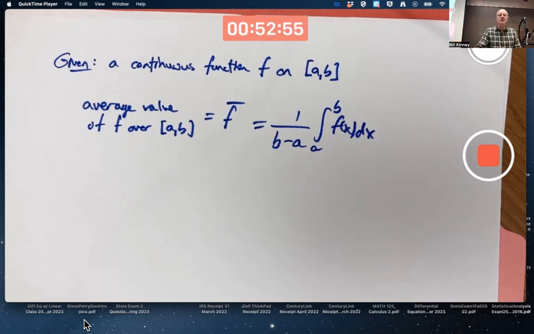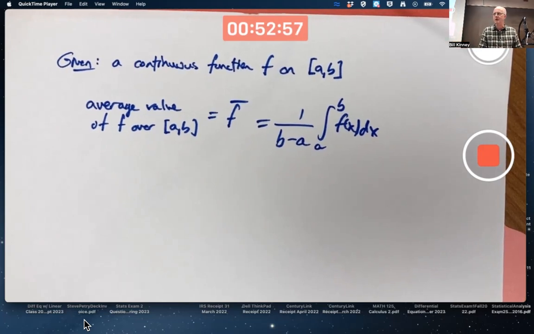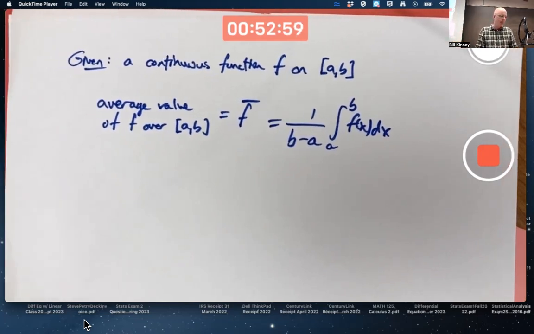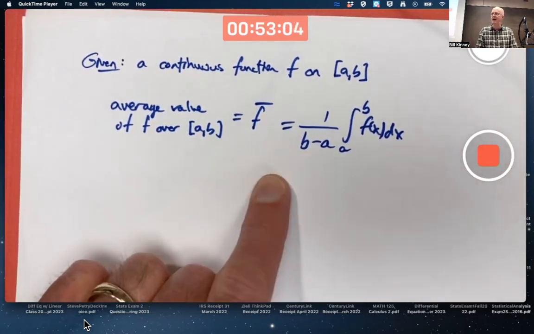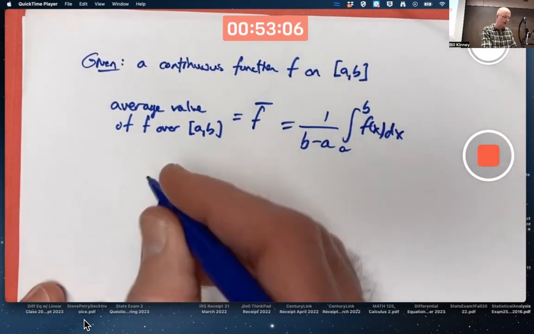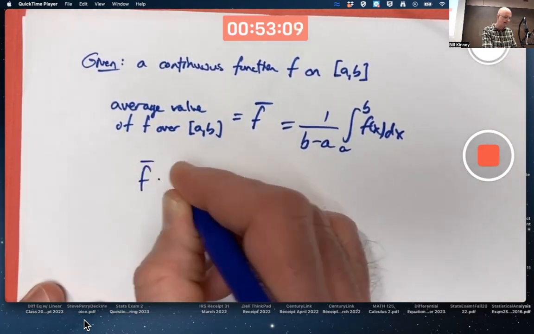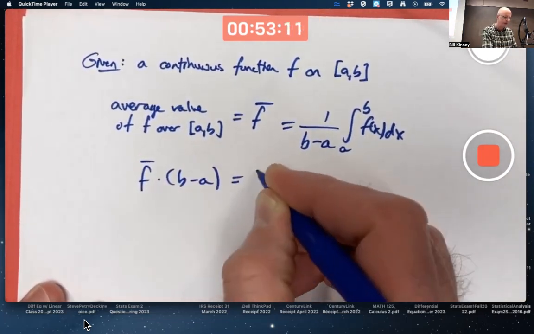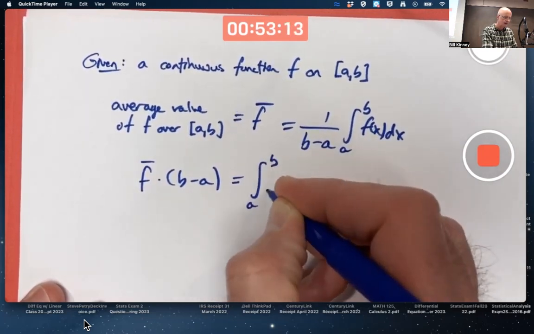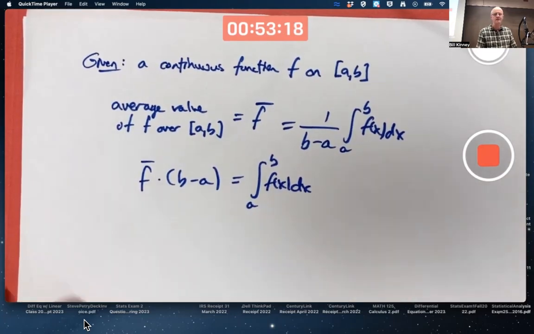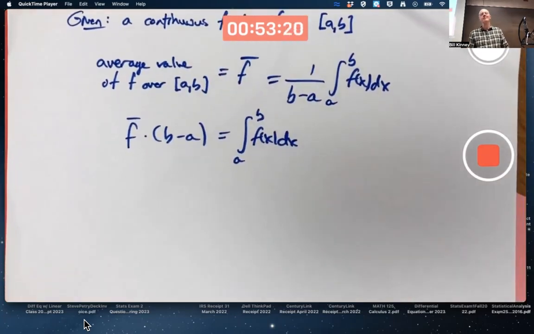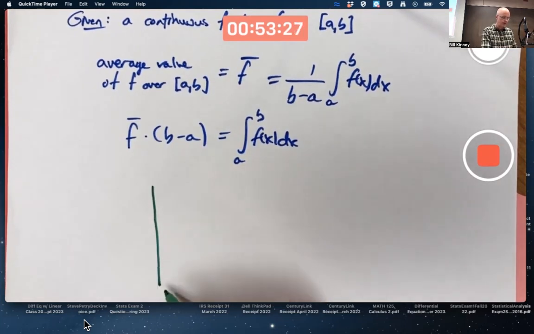More importantly, you should know how to interpret this geometrically. And the way to do that is to first take this definition equation and multiply both sides of it by b minus a and rewrite it as f bar times b minus a equals the integral. You also could switch the sides here. You could say the integral is f bar times b minus a. And the geometric interpretation of this is important.